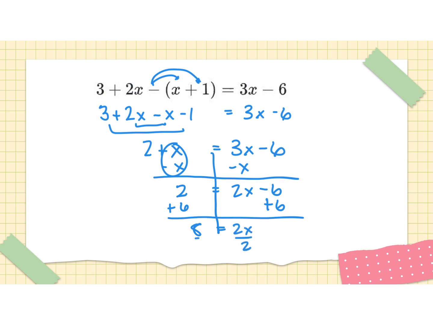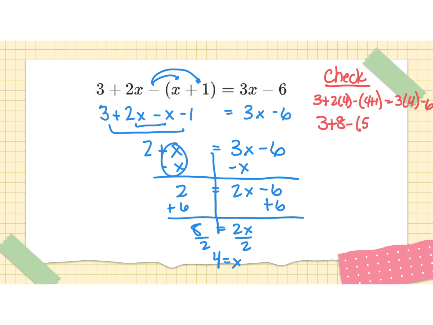divide by the coefficient of x, and I get 4 is equal to x, which again is great, but I have to be able to prove that out. So here's my check. 3 plus 2 times 4 minus 4 plus 1, I'm going to run out of room, equals 3 times 4 minus 6. There we go. So I have 3 plus 8 minus 5. And I'm going to finish this. So 8 and 3 is 11 minus 5. So hopefully I end up with 6 on the other side. We'll see. 12 minus 6, and I will get 6.